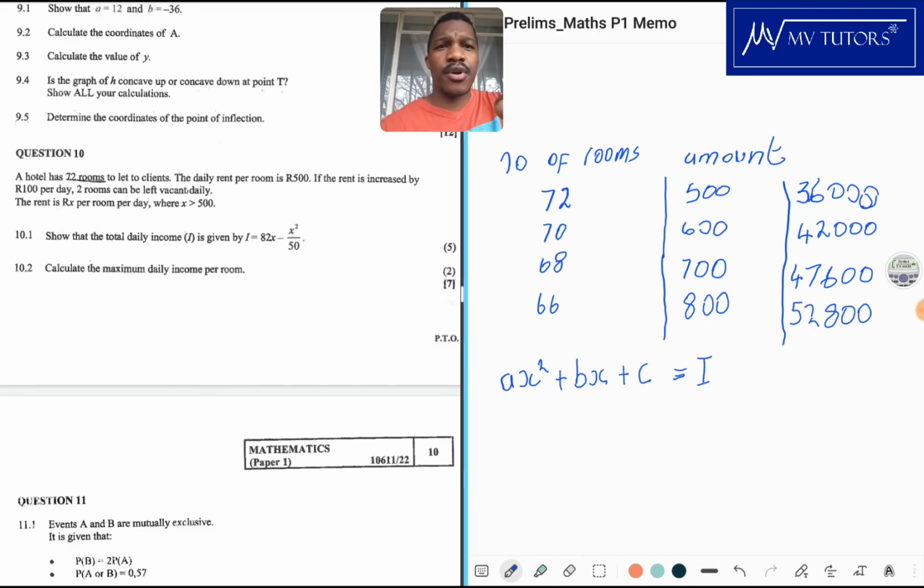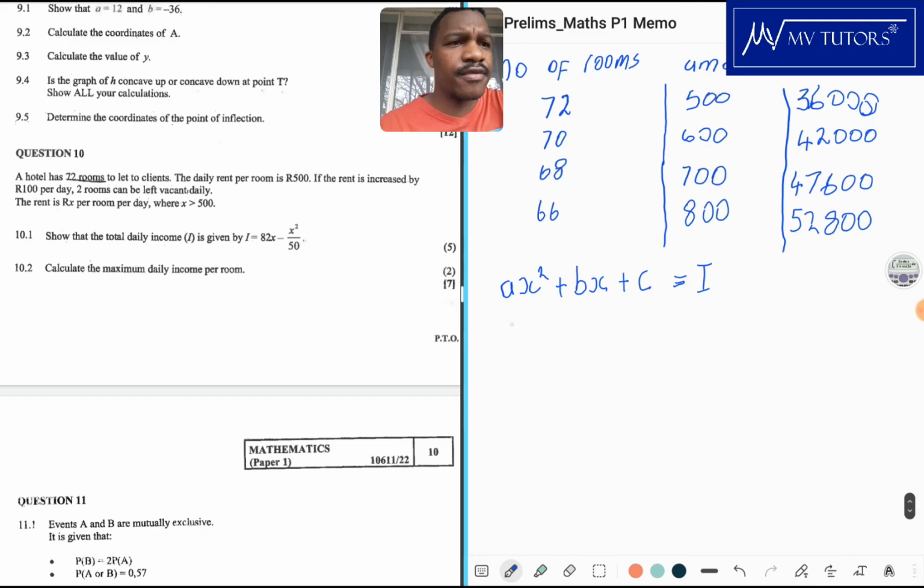Because we are given here that the rent is X rent per room, where X is greater than 500, we're going to start with X being 600. For A, we'll leave it as A, and then we'll put 600 squared plus B, X is still 600, plus C, and that income, where X is 600, should be 42,000.